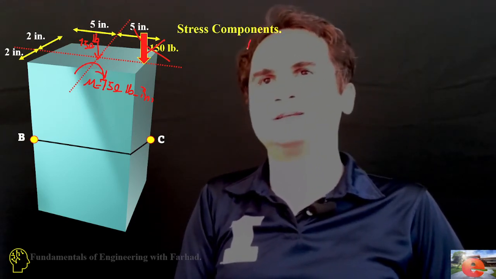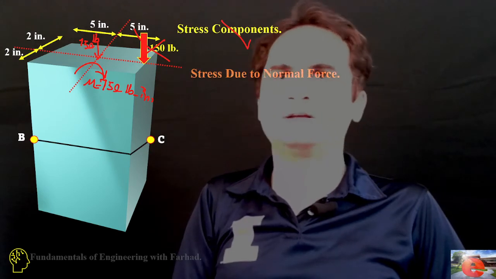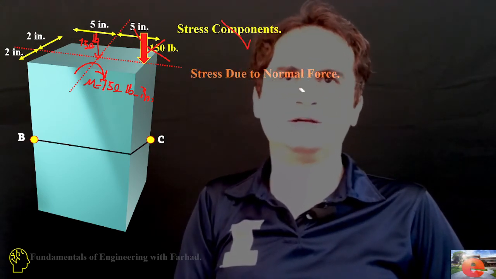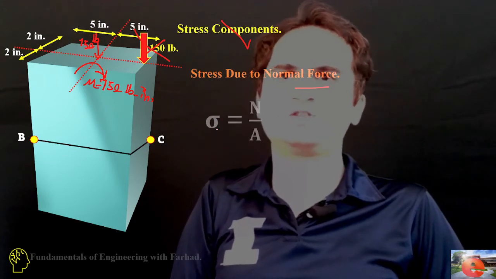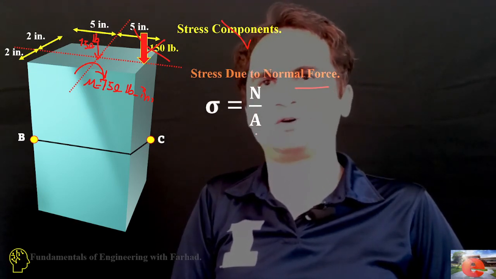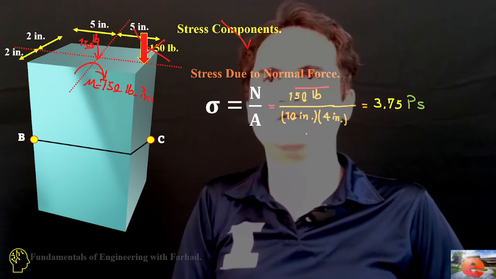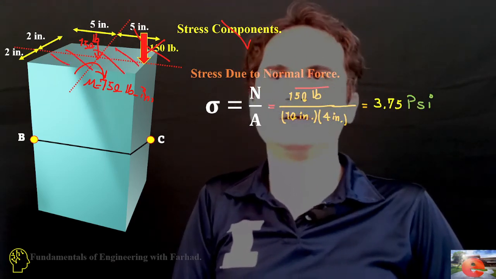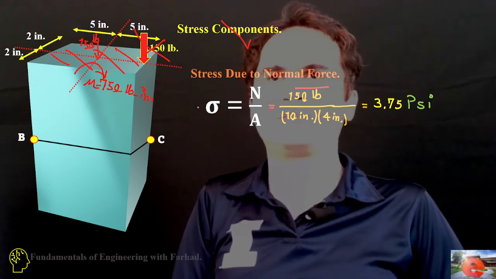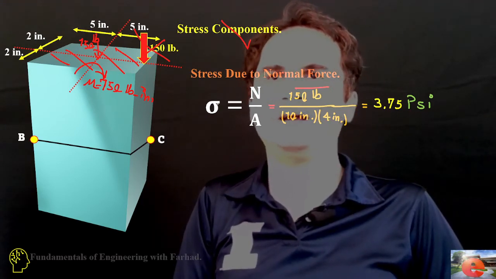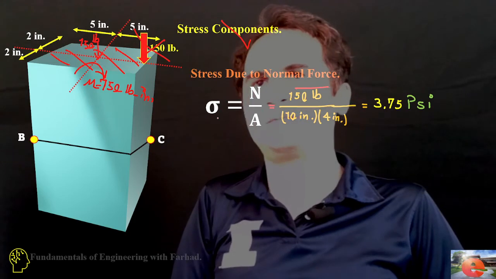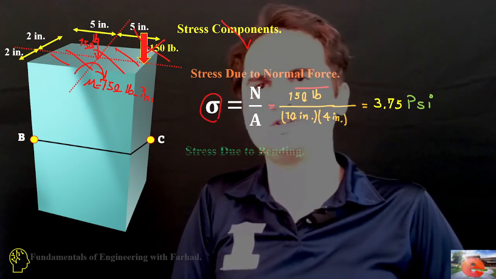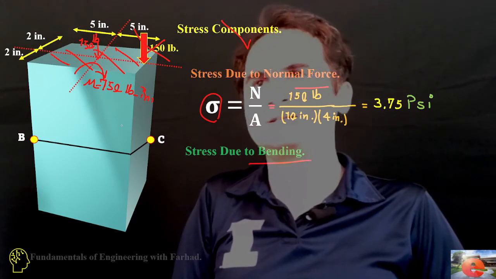So let's look at the stress components. The normal force definitely applies a normal stress, which is force over the area. Force is 150, and the area is this cross section at any point below that. So any point like C and B experiences a compressive stress of 3.75 pounds per square inch, and the other component is the bending part.